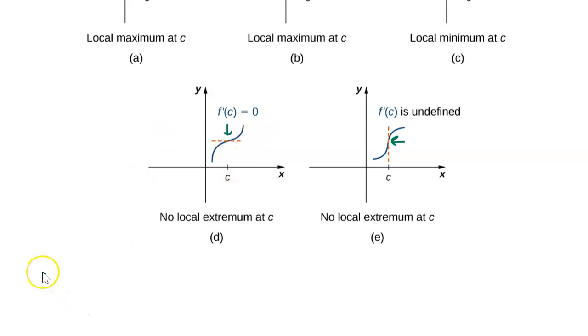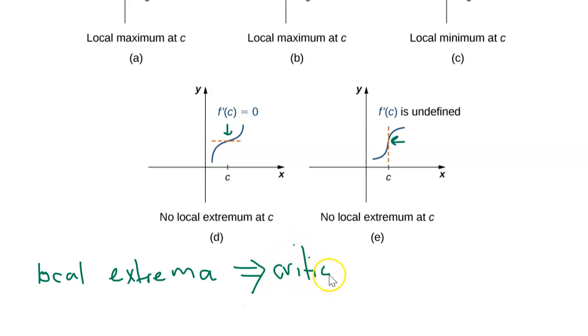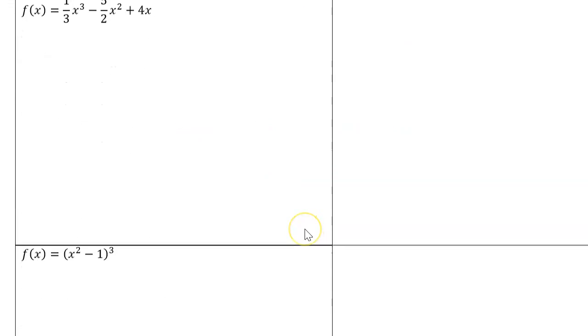Having a local extrema implies a critical point, but having a critical point does not guarantee you have a local extrema. Let's take a look at some examples.